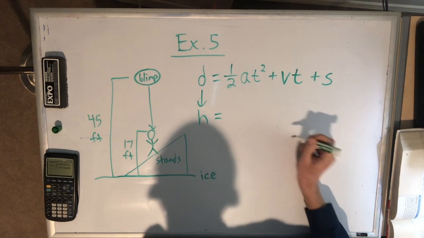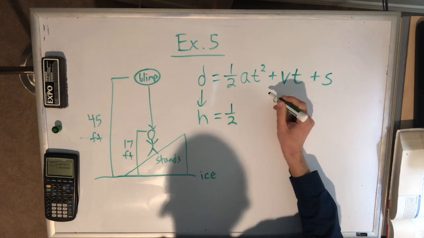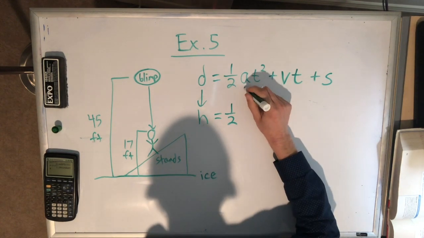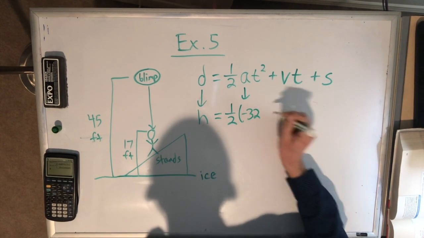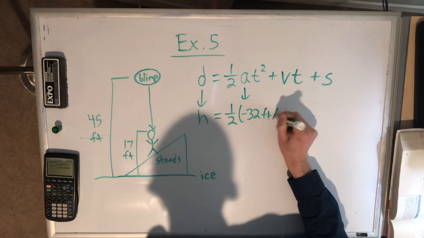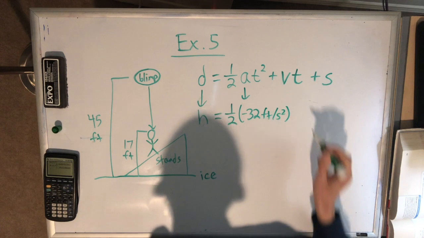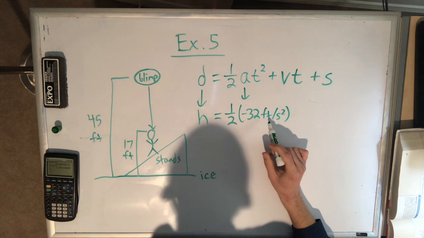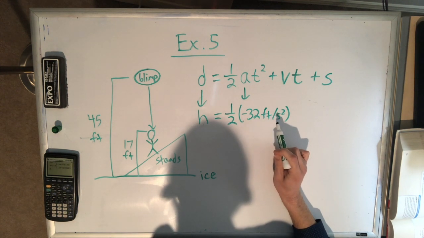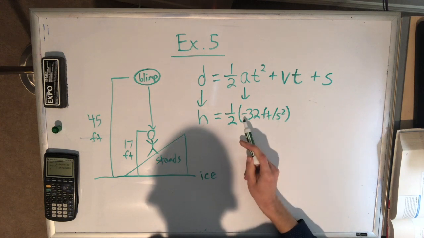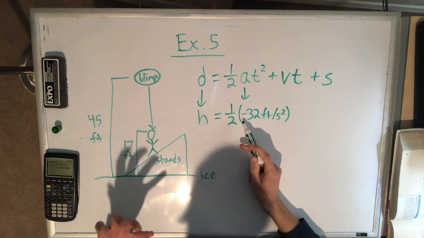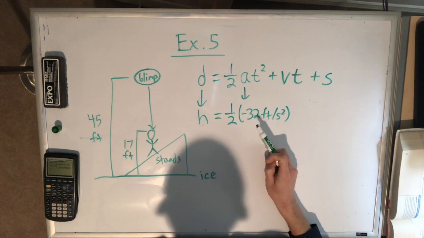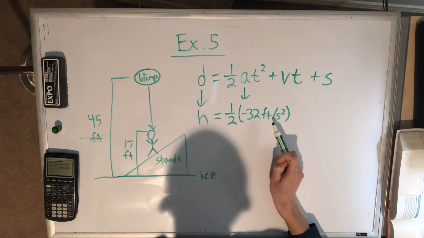And 1/2. The acceleration, since this object is falling, it's experiencing the acceleration due to gravity, which is negative 32 feet per second squared, which means every second that the object falls, its velocity increases by 32 feet per second, and it's negative acceleration because gravity's pulling downwards, which is a negative direction. Every second that an object rises, its velocity would decrease by 32 feet per second.